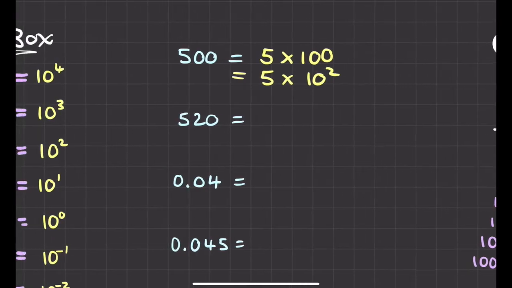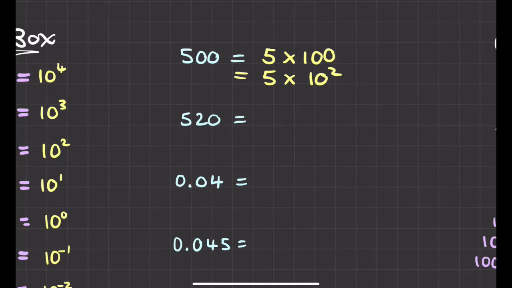Likewise, for this next example, 520, that's the same as having 5.2 times 100. So that's just 5.2 times 10 squared. So now it's in standard form.